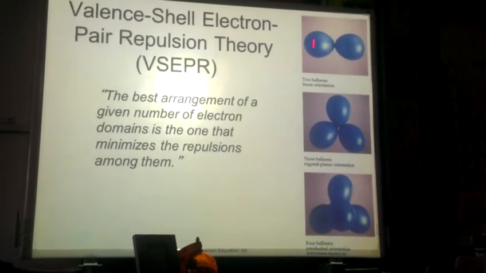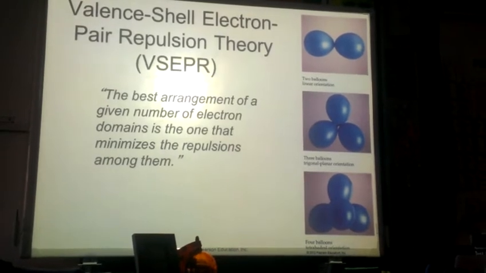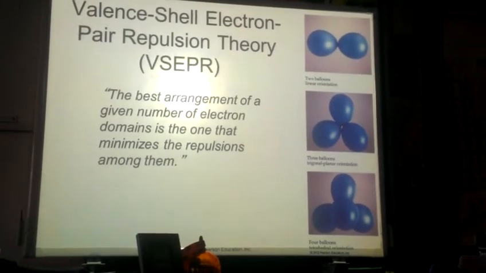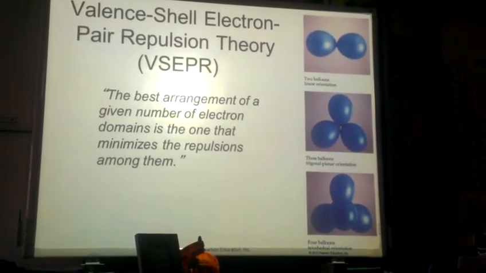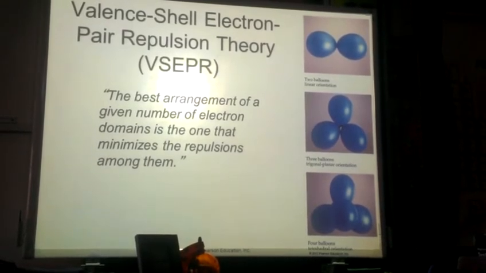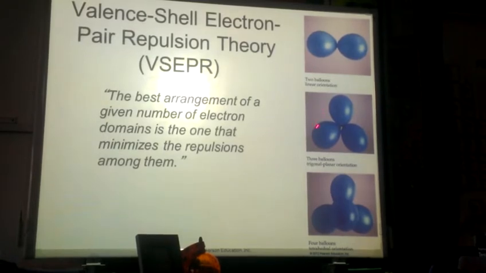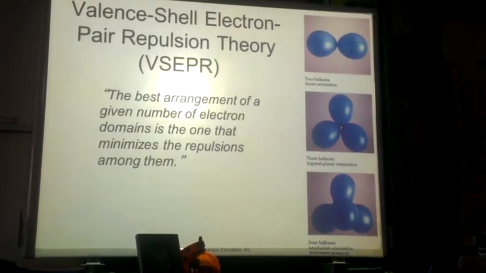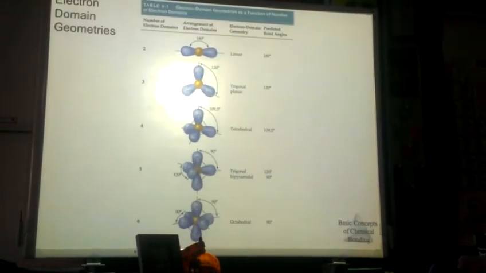So it's kind of like if you were to do these balloon arrangements here, the balloons are going to try to separate themselves as much as possible. If I had 2 of them, it's going to give me a linear orientation. If I had 3 balloons, then they're going to orient themselves so that they're trigonal planar, where there's 120 degrees between each of them. And then if I had 4 balloons, it would look more like this tetrahedral orientation. So it's just an analogy. So let's talk about the electron domain geometries.